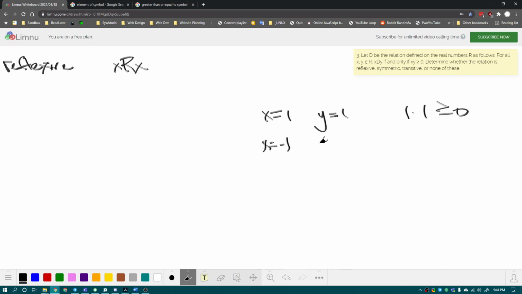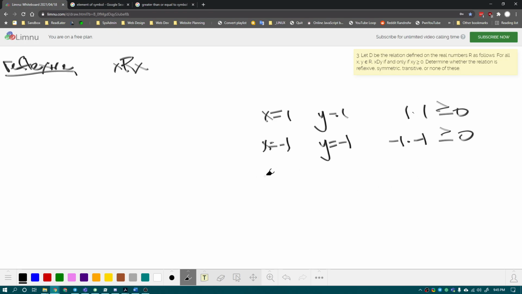The first question I'm going to try to answer is reflexive, and that's really the easiest one. To remind you, reflexive means that x can always relate to x. In other words, when x is equal to 1, for instance, can y be equal to 1? Well, 1 times 1 is greater than or equal to 0. Let's do a negative just to make sure we're not doing something nuts. What about x equals negative 1? I'm claiming that y has to be negative 1 for it to be reflexive. Negative 1 times negative 1 is greater than or equal to 0, because it's equal to 1.